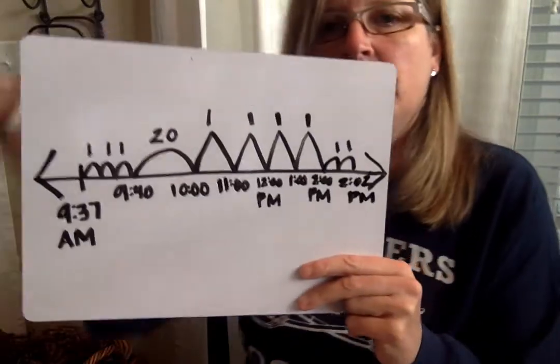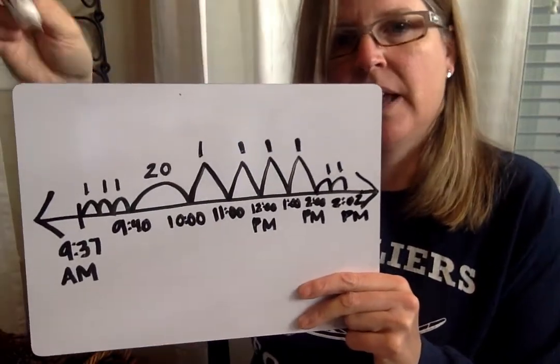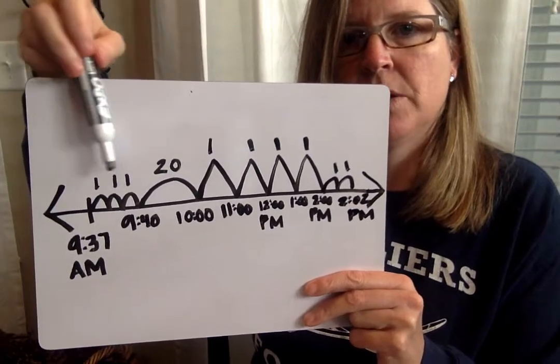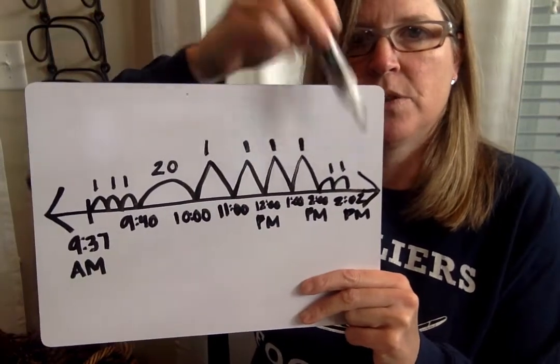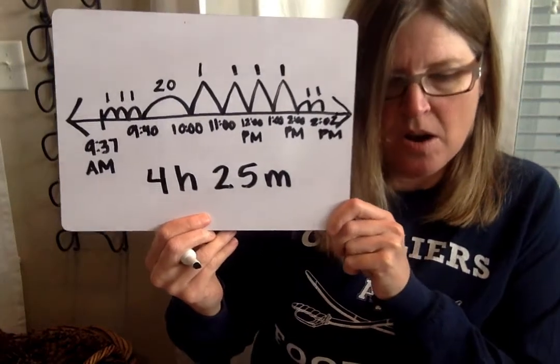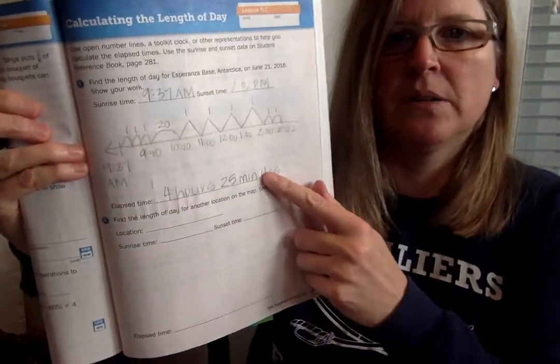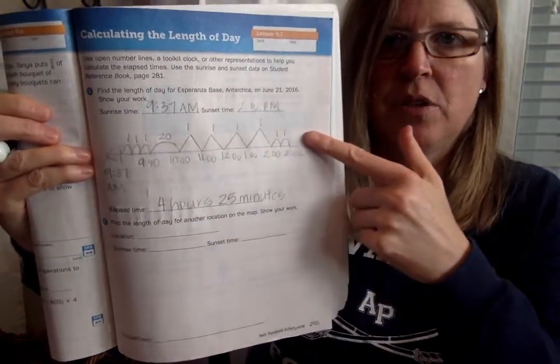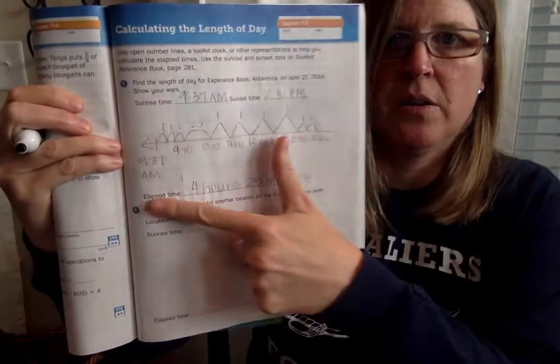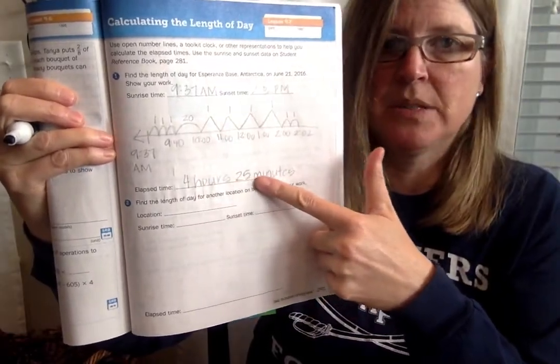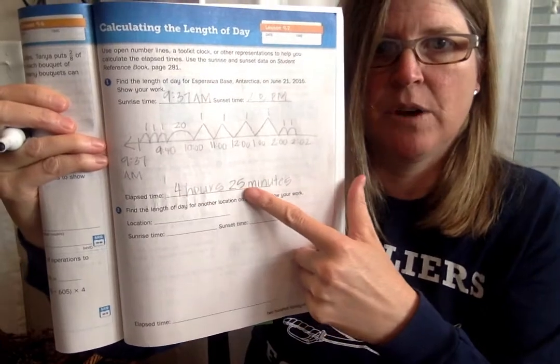All right, we know we have 4 hours of daylight. Let's count our minutes. 20, 21, 22, 23, 24, 25. So Esperanza Base is going to have 4 hours and 25 minutes of daylight on June 21st, 2016. And you're going to write that elapsed time down here. So that timeline I just drew, you're going to draw there. And then you're going to write the elapsed time, the length of day, as we say in 3rd grade. That means the amount of sunlight they got that day, 4 hours, 25 minutes.